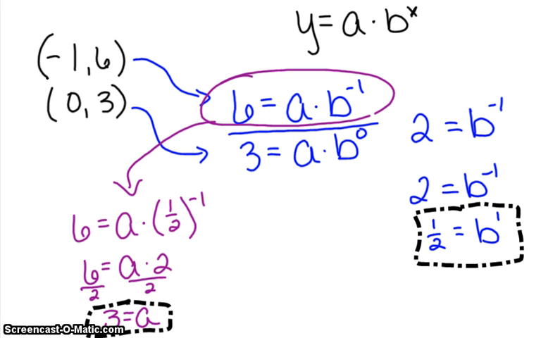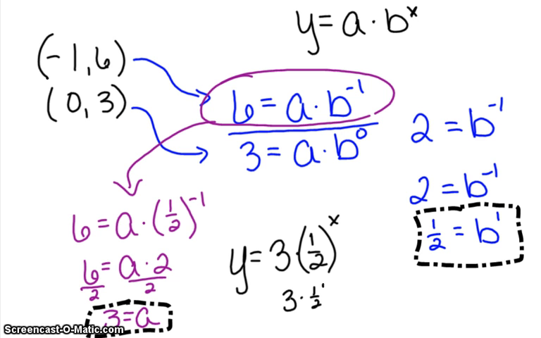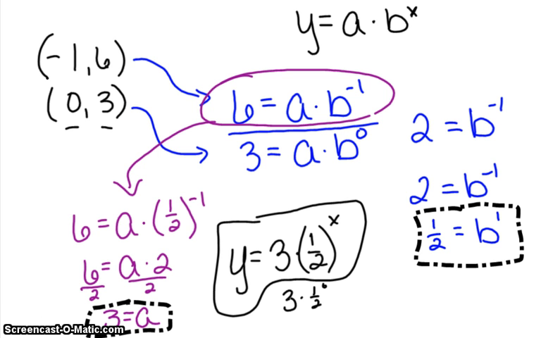I know a and I know b, so plug them into your general equation. So y equals 3 times 1/2, you can put parentheses if you want, that's up to you, to the x. Let's test it with the other point, the 0, 3. If I put a 0 in for x, 1/2 to the 0 is just 1, times 3 is 3. That's what we got. So there's my answer. There's my function. And from there I can find other points and I can graph.